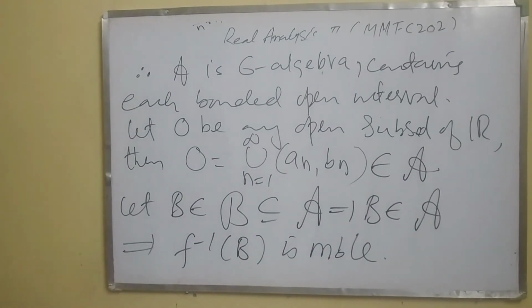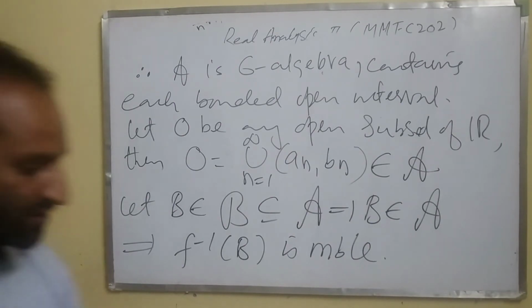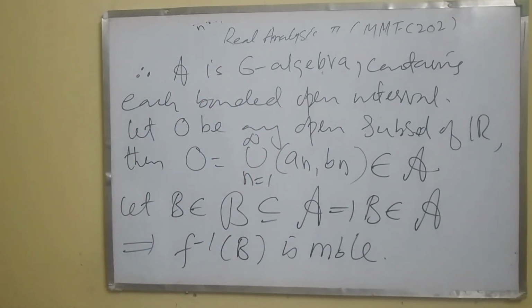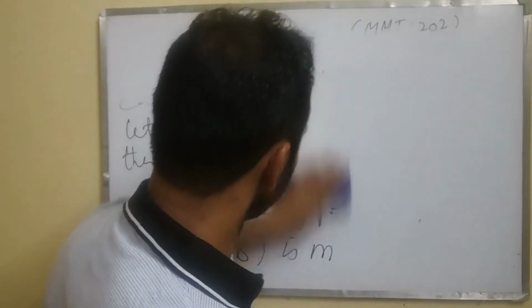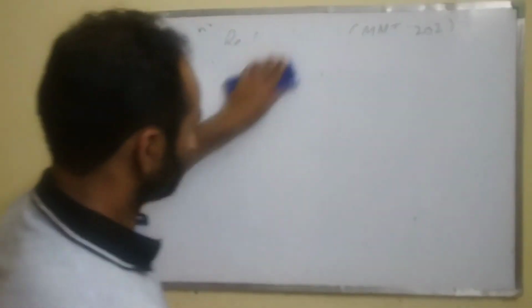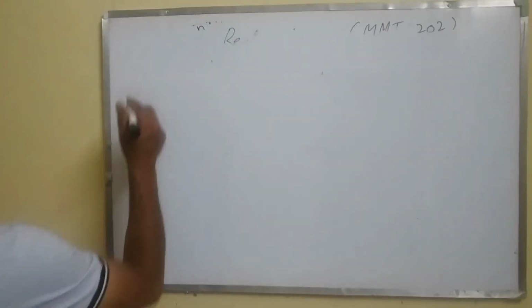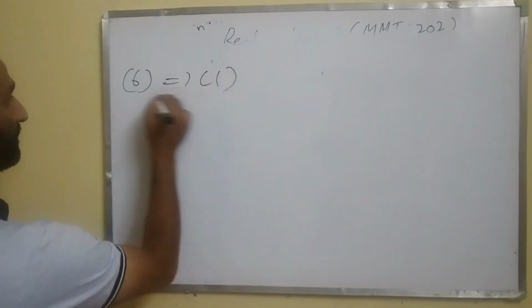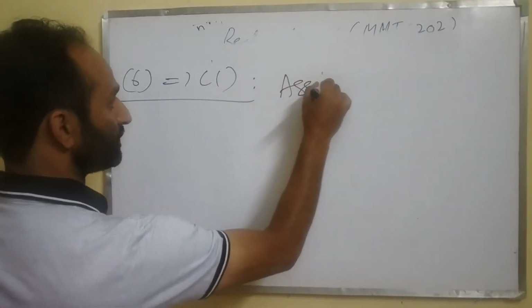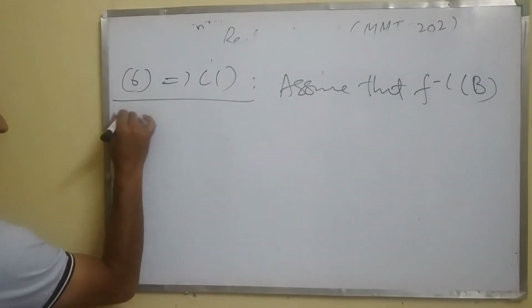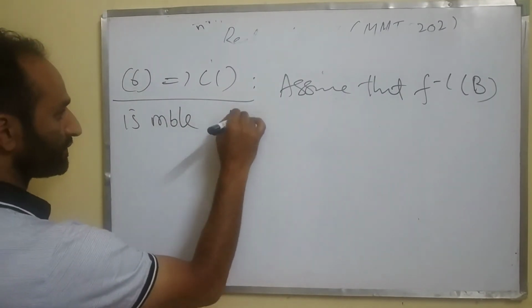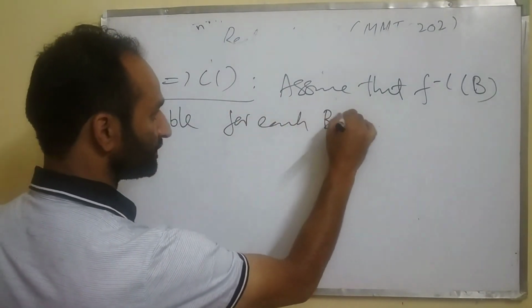Okay. Now we prove the last property: 6 implies 1. 6 means the inverse image of a Borel set is measurable, and 1 means F is measurable, that is, the inverse image of an open set is measurable. That's again obvious because every Borel set is measurable. So that's 6 implies 1. So assume that F inverse of B is measurable for each Borel subset B of R.